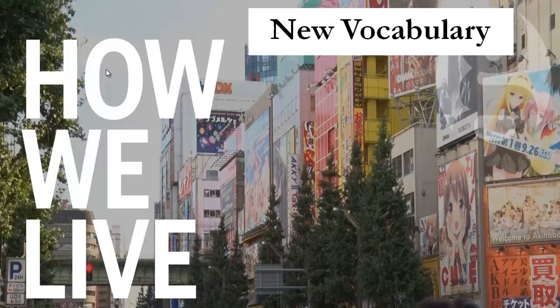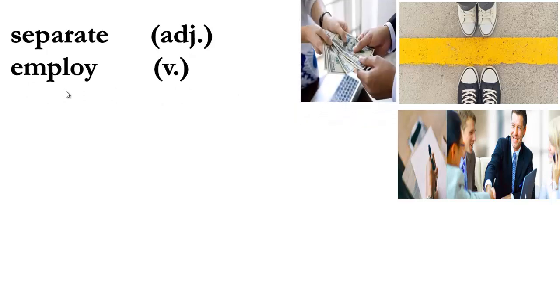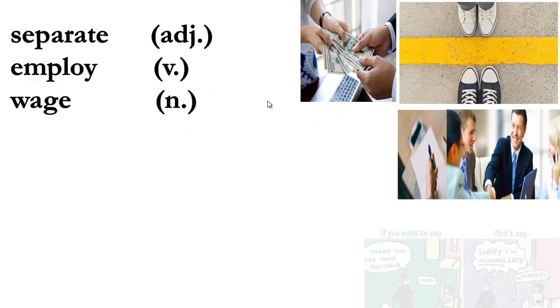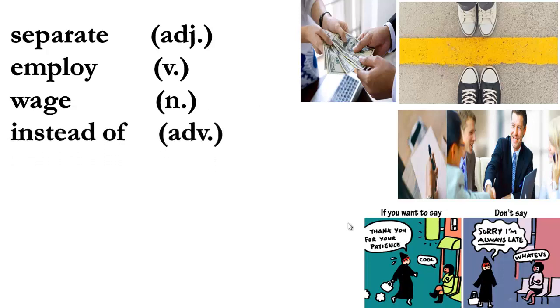Let's study the new vocabulary again. Who can? Yes, separate. It is an adjective. Number 2, employ. It is a verb. Number 3, wage. Number 4, instead of. It is an adverb.